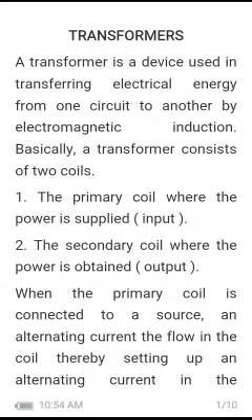Transformer. A transformer is a device used in transferring electrical energy from one circuit to another by electromagnetic induction. What do we mean by electromagnetic induction?